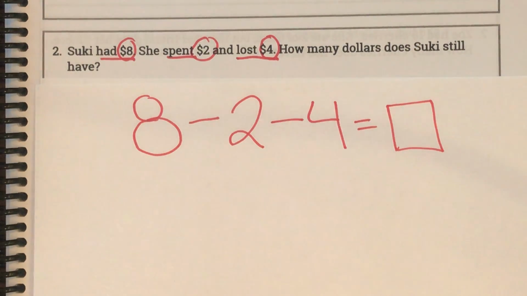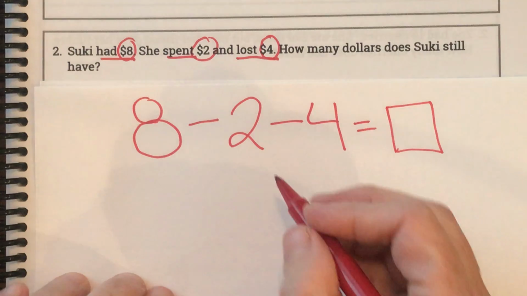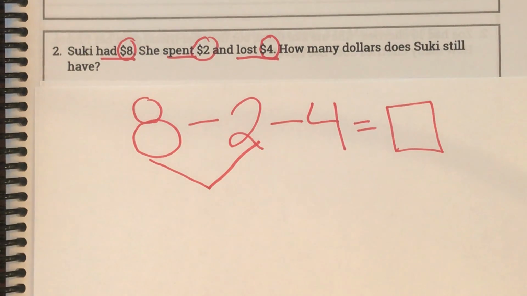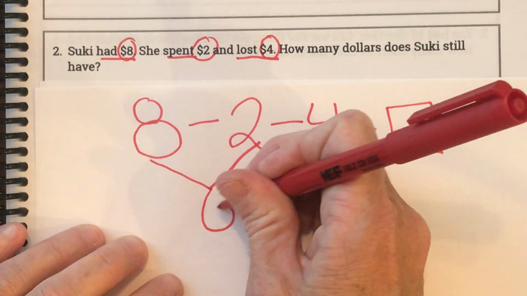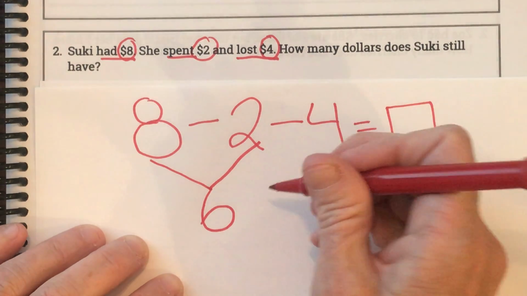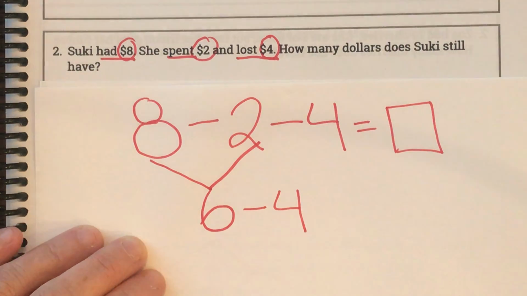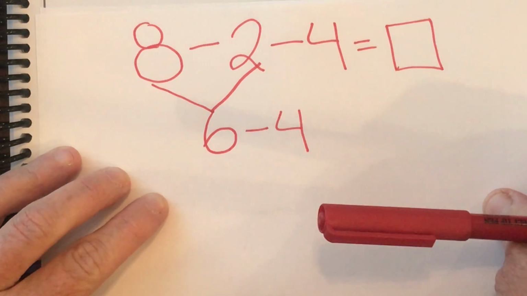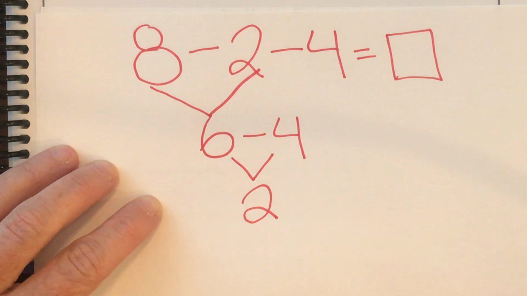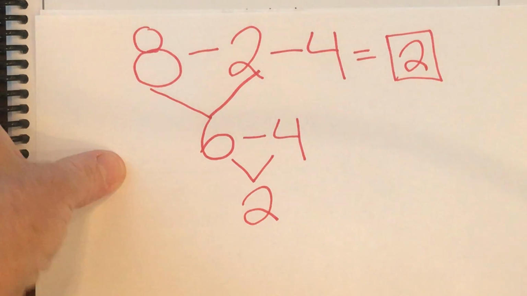Okay, so they want to know how much is left. Okay, so we're going to do 1 step first. So ready? We have 8 subtract 2. This one you might not even need to count back. You just might know 8 take away 2 is 6. So that was 1 step. Now I'm going to bring this down to do my other step. Okay, so what do I have now? 6 take away 4 is 2. So Suki has $2 left. That is our answer.